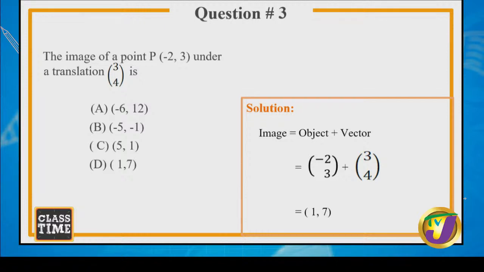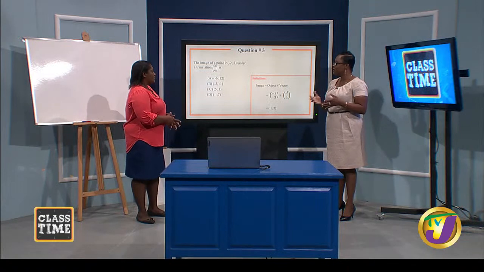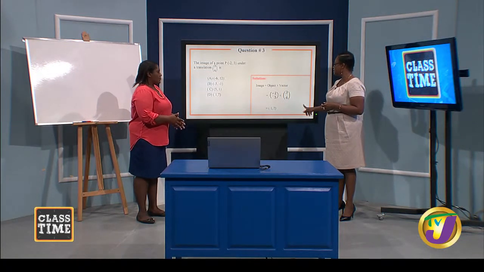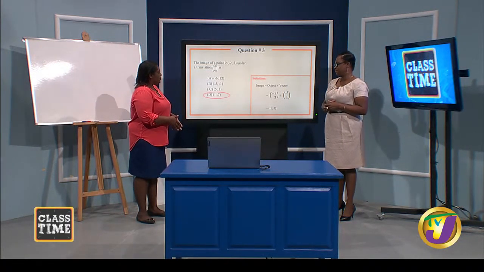Because it must be written as a point and not as a vector. Not as a vector. Yes. So even though we would have used the vector to do that operation, the addition that is here, it's requiring us to have a coordinate. And for us, the answer would be D.